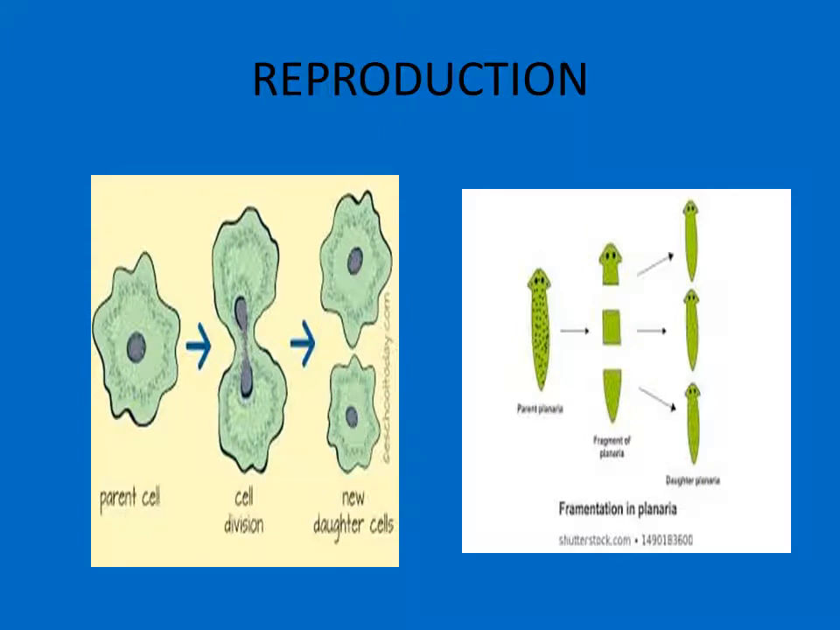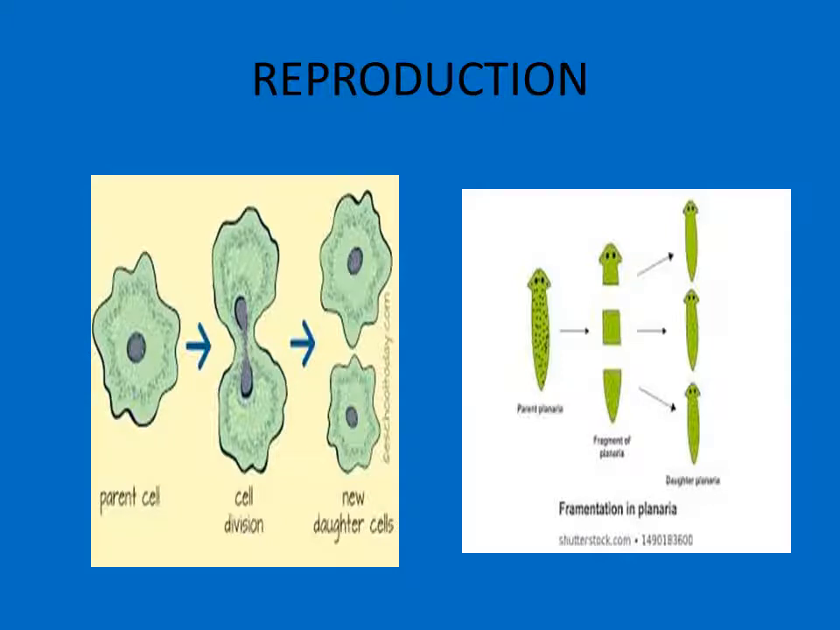The next characteristic of living organisms is that all living organisms have the ability to reproduce. Here I am introducing the term reproduction. Reproduction means the process by which a living organism gives birth to offspring that are somewhat similar to themselves. The methods of reproduction I am showing you here are of two types, that is fragmentation and binary fission.